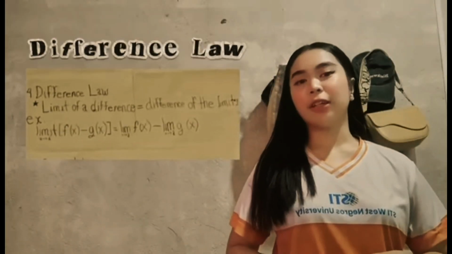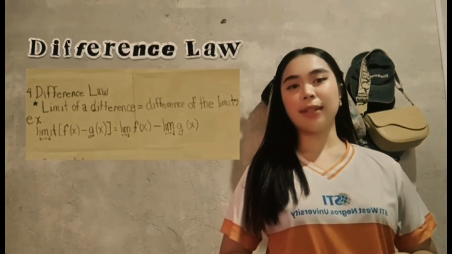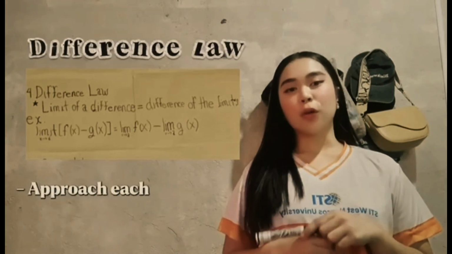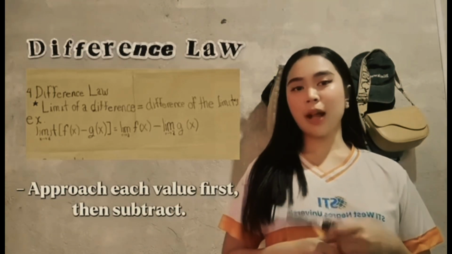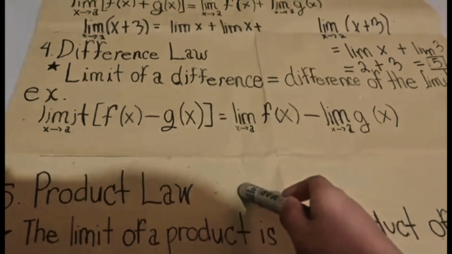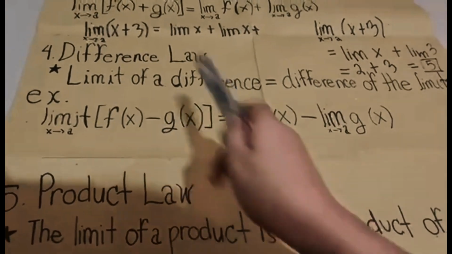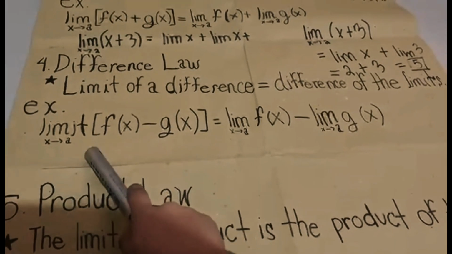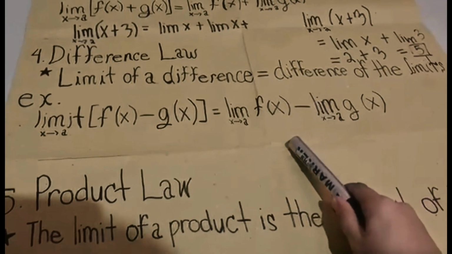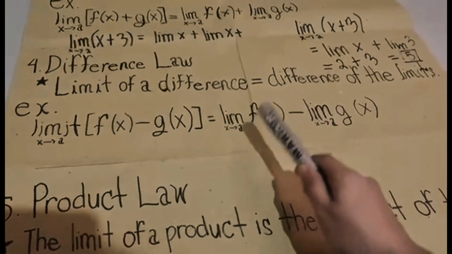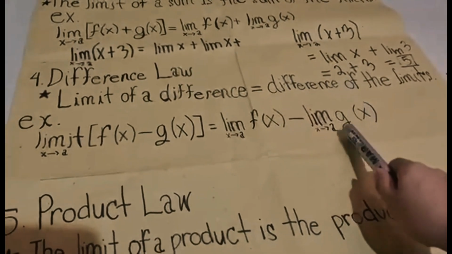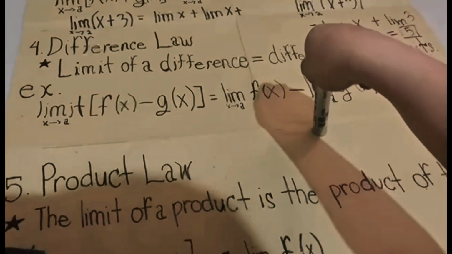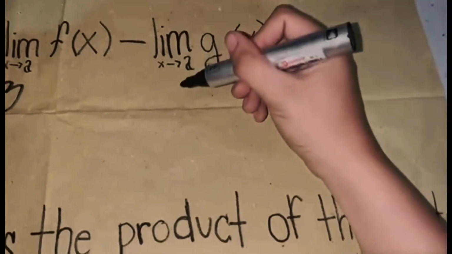Fourth, we have the difference law. The limit of a difference is the difference of the limits. Same logic as addition. Approach each value first, then subtract. This is just similar to the sum law. Let's have an example. The limit of f of x minus g of x as x approaches a equals the limit of f of x as x approaches a minus the limit of g of x as x approaches a. So in this law, we need to apply subtraction. What we're going to do is we're going to subtract.